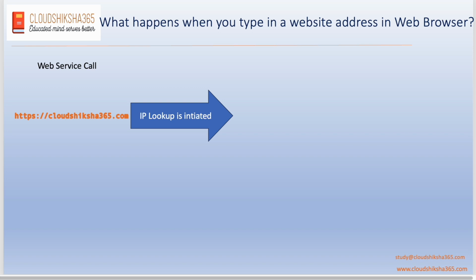I have made another video for internet protocol, so you can look out for that video to understand it. Here I'm just going to explain how the process is happening and what kind of services are responsible to resolve this DNS name, the domain name that we call Cloud Shiksha 365, to an IP address. So then the DNS query is initiated. Domain Name Service is a service that helps to resolve your names into IP addresses.